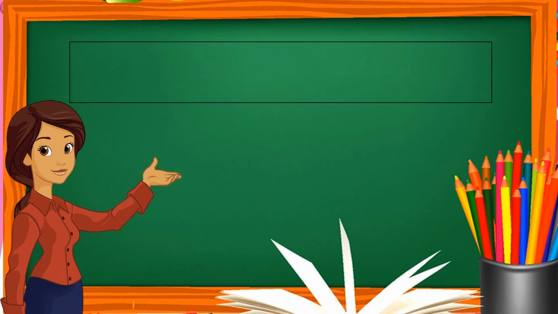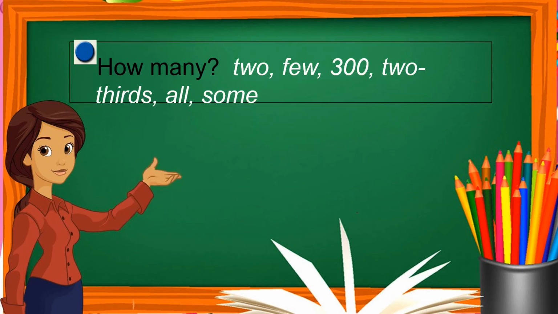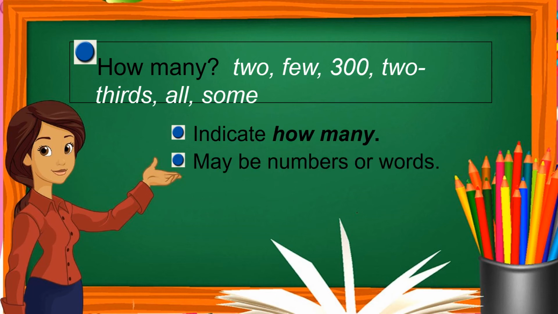Yes, number. Okay, now, how many? 2, few, 300, 2/3, all, some. That mentions how many or how much, and it is still an adjective. You can describe numbers by a number, a figure, or a word. It can be words, or numbers as words. Okay, next one.